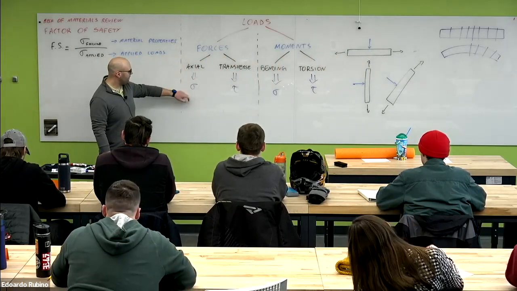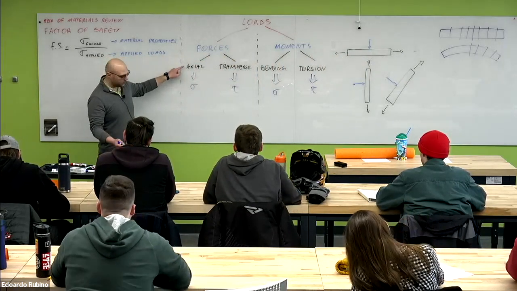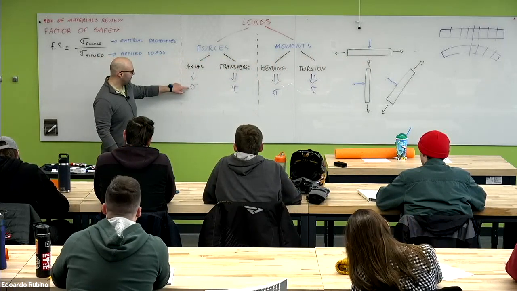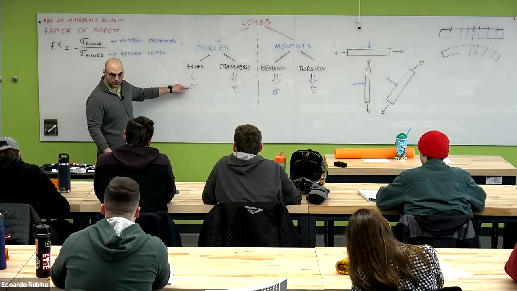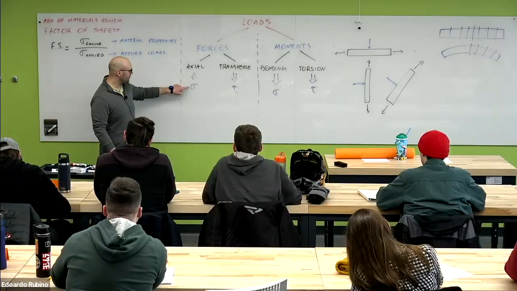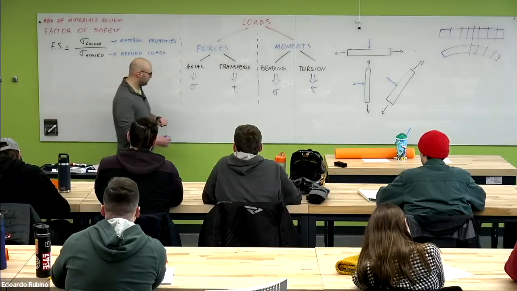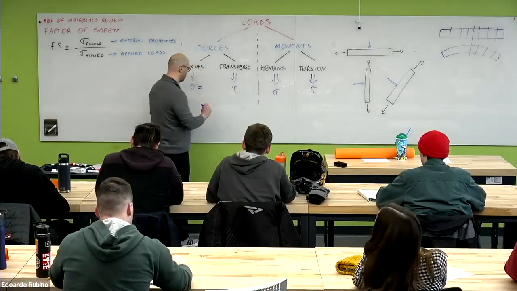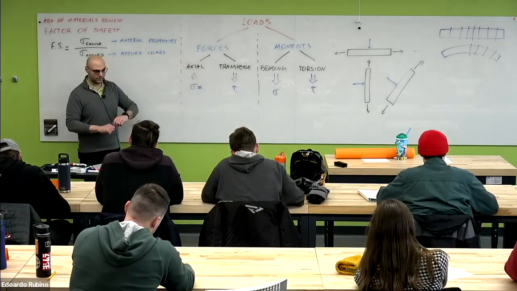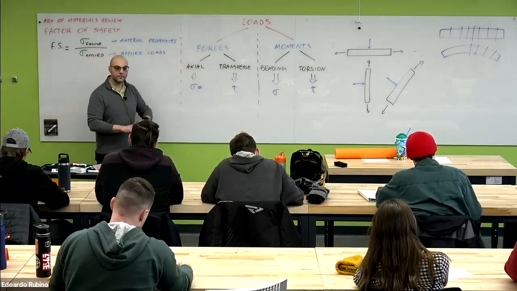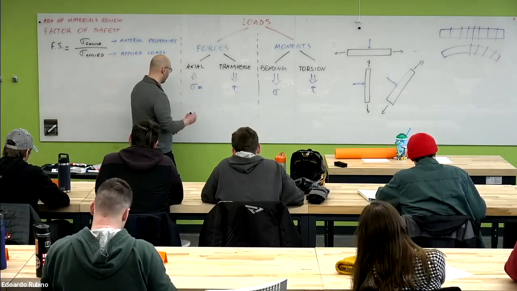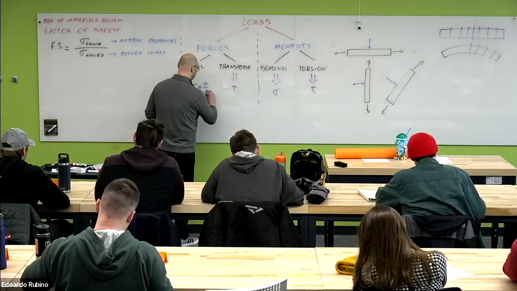So if we have a certain axial load, we said that we have a normal stress. So how do we find this normal stress due to the axial load? You remember? P over A. Exactly.